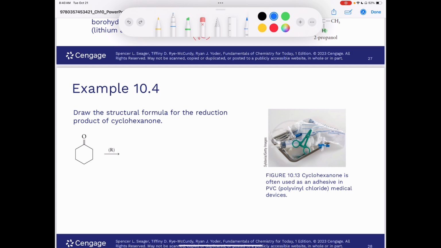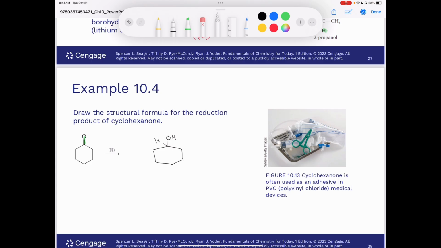Okay, question 10.4 says, draw the structural formula for the reduction product of cyclohexanone. Cyclohexanone is often used as an adhesive in PVC, polyvinyl chloride. So what we're going to do is our reduction. If we look at the carbonyl, on the carbon of the carbonyl we're going to add a hydrogen, and then on the oxygen we're going to add a hydrogen, and we're going to remove that double bond. So our product will look like this. Now we have no double bond. We've got a hydrogen on the oxygen, and we also add a hydrogen here.